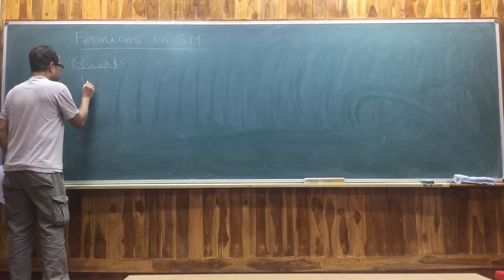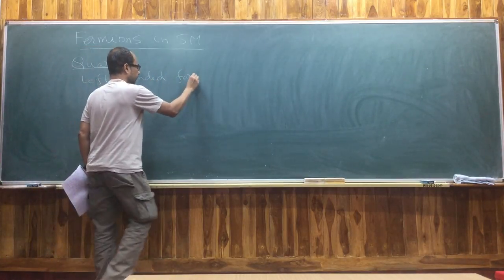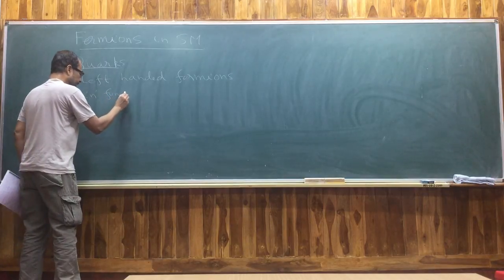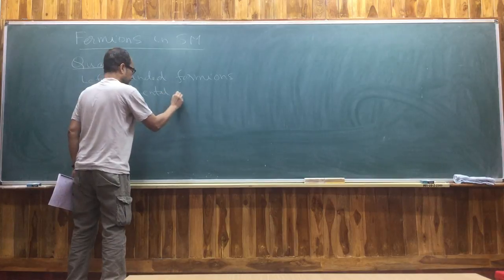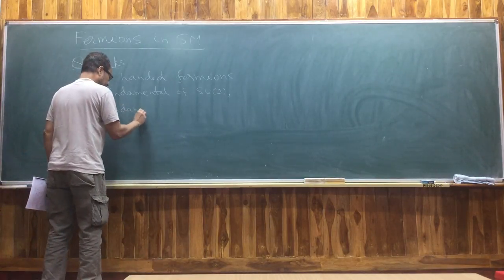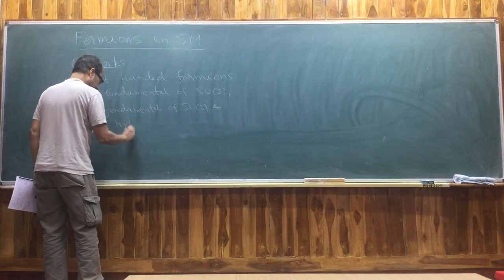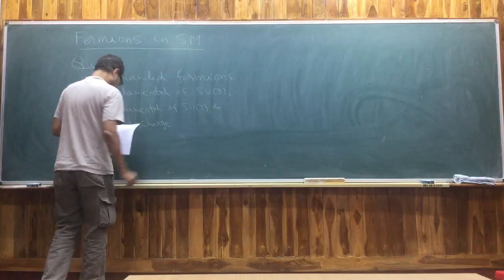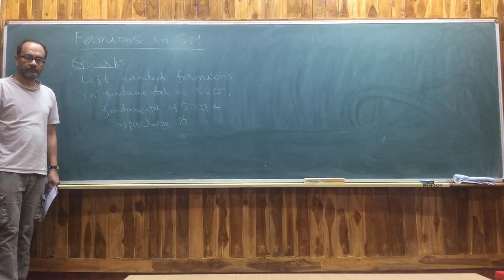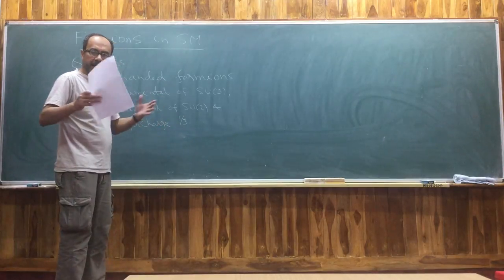So, this contains left-handed fermions, these are in the fundamental of SU(3), fundamental of SU(2), and hypercharge one third. Now this looks like a strange number, but we will see that this is exactly what we need to get the correct spectrum of quarks.